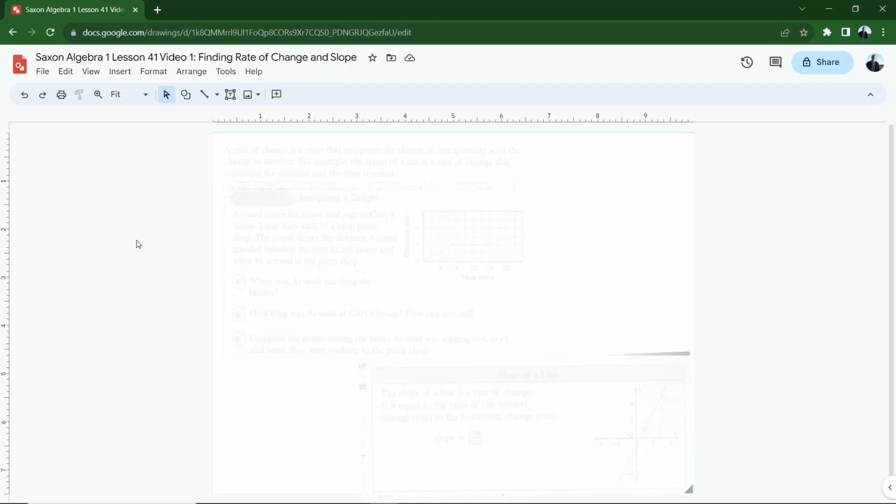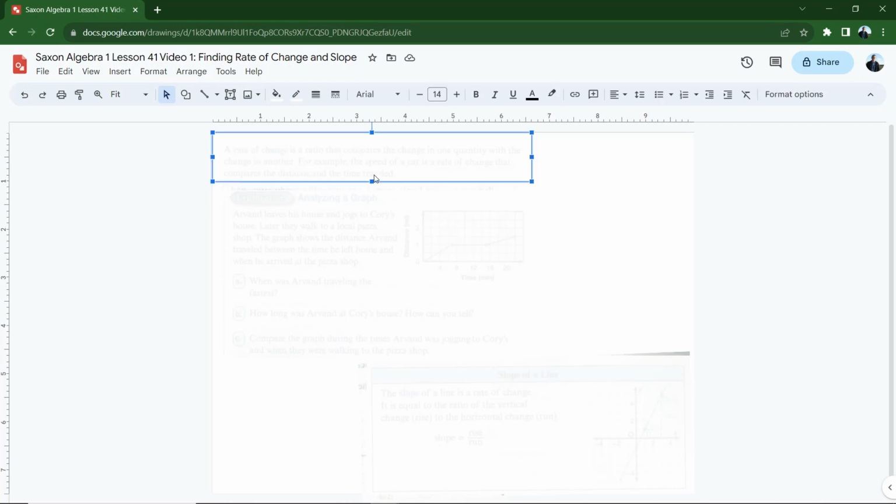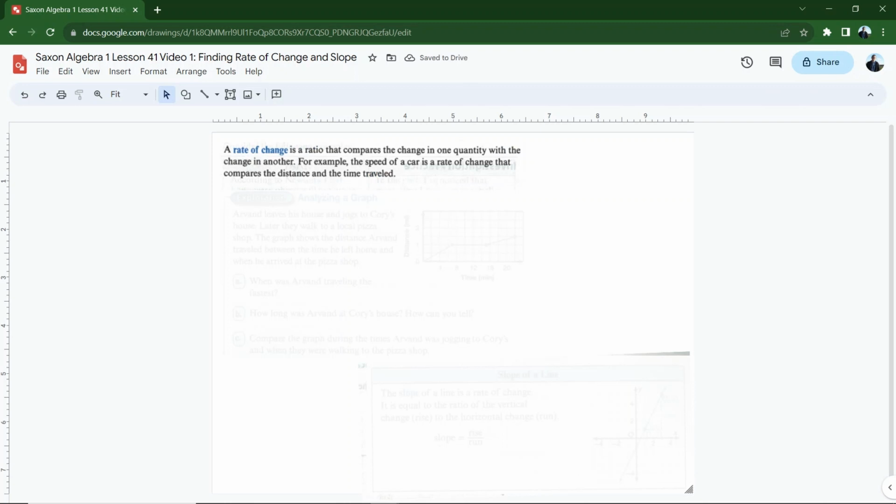In this video, we're going to be talking about rate of change of a graph, which is known as the slope of a graph. So first of all, let's define what rate of change means. When I talk about the rate of change, how fast something is changing, what I'm talking about with the word rate is a ratio. You see the word rate and the word ratio there. A ratio is a fraction that compares the change in one quantity with the change in another.